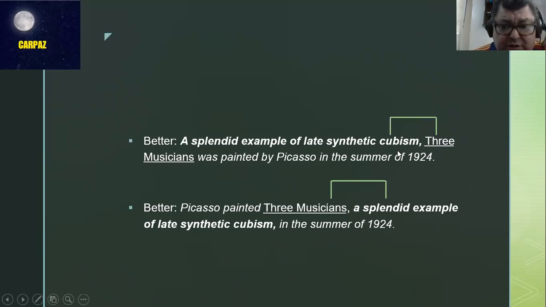It has logic. By the law of proximity, the appositive phrase and the noun it is describing are adjacent, close together, next to each other. It's also better if we say, "Picasso painted Three Musicians, a splendid example of late cubism, in the summer of 1924." Again, by the law of proximity, the appositive phrase is adjacent, close, next to Three Musicians. That is the painting that Picasso painted.